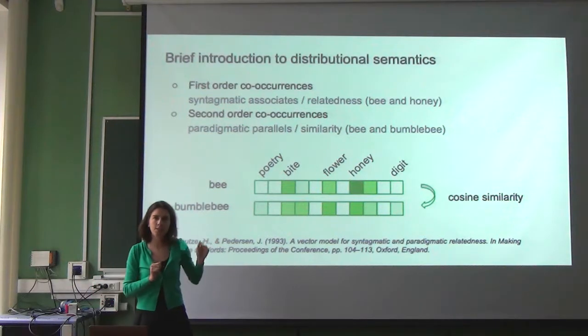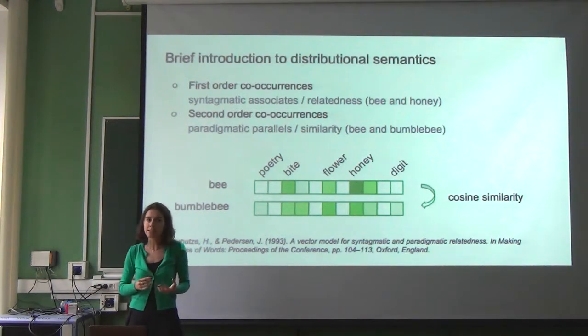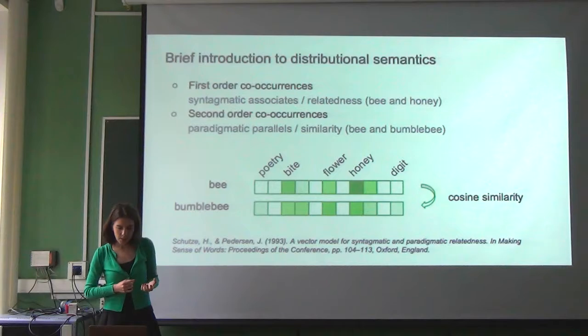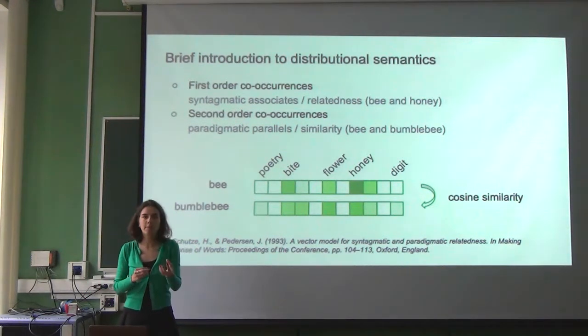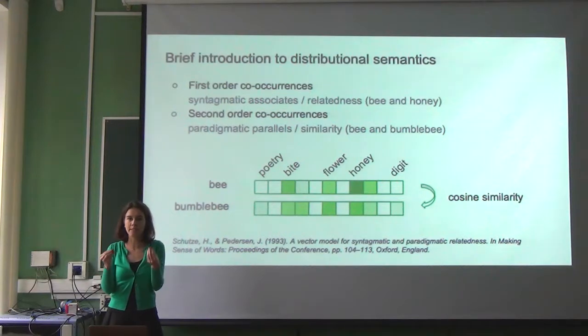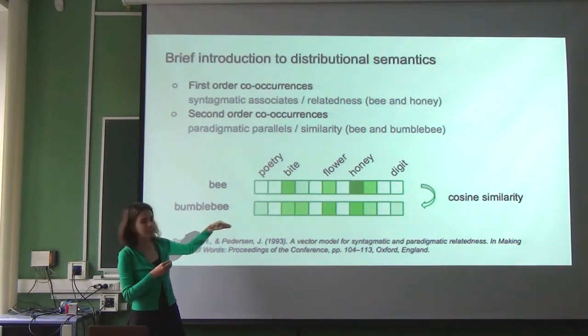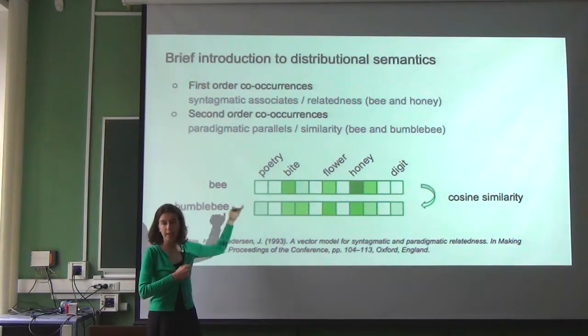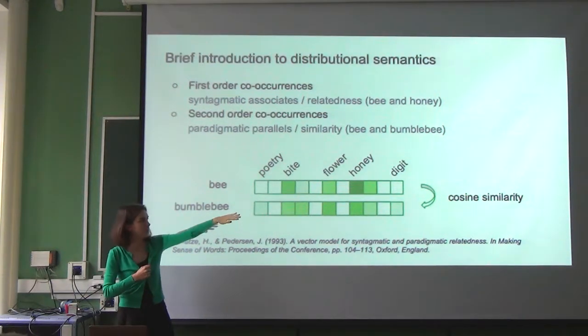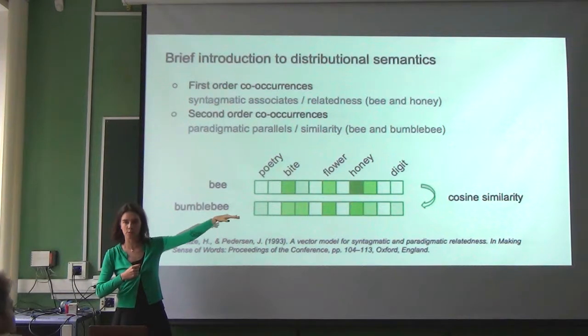But usually this is not the relatedness that we need in our applications. Usually we want to find words that are examples of the same category or synonyms, and that's where we need a second step. First we need to compute those co-occurrence vectors, and then we need to find some similarity between these two vectors.